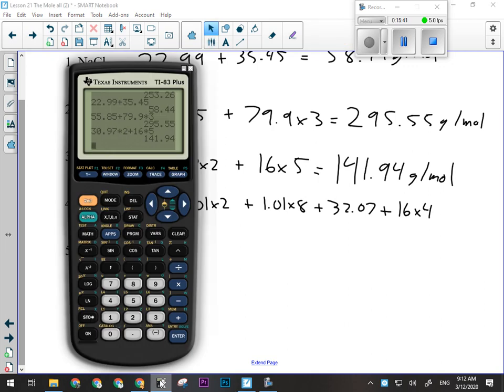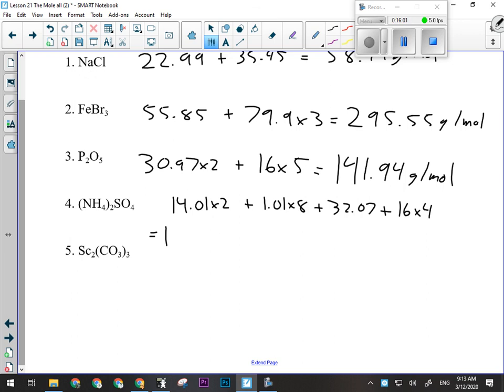So we're going to have 28.02, that's our 2 nitrogens, plus 8.08, that's our 8 hydrogens, plus our 1 sulfur, and our 4 oxygens. So we're looking at 132.17 grams per mole for that. Questions there?